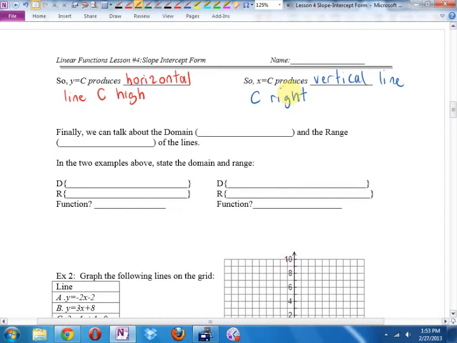Last thing we can talk about, finally, is the domain and the range of lines. Here's the line right here I'm giving you. What's the domain? All reals. What's the range? All reals. Which is the only ones that are weird? This one and this one.